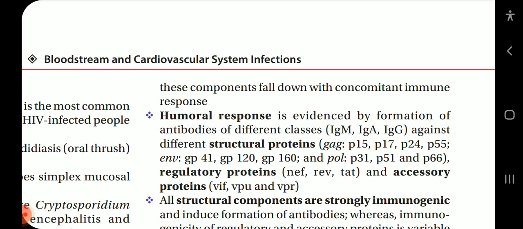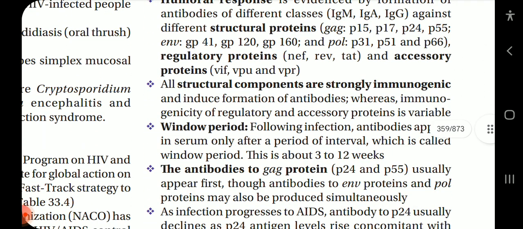Humoral response is evident by the formation of antibodies in different classes, IgM, IgA, IgG, against different structural proteins: GAG, P15, P17, P24, P55; ENV, GP41, GP120, GP160; and POL, P31, P51 and P66; regulatory proteins NEF, REV, TAT; and accessory proteins VIF, VPU and VPR. All structural components are strongly immunogenic and induce formation of antibodies, whereas immunogenicity of regulatory and accessory proteins is variable.